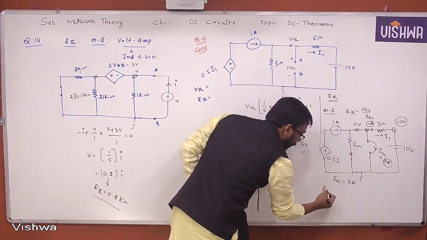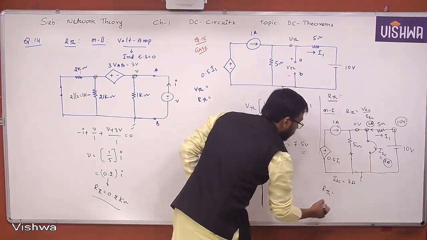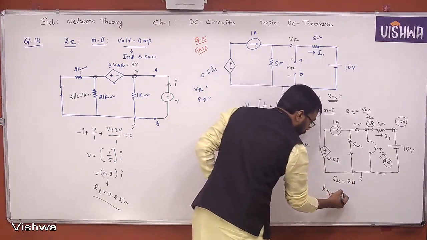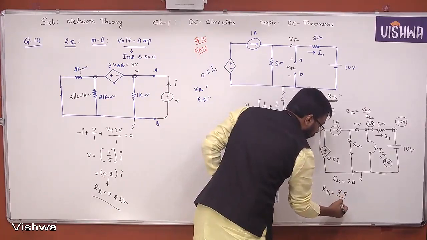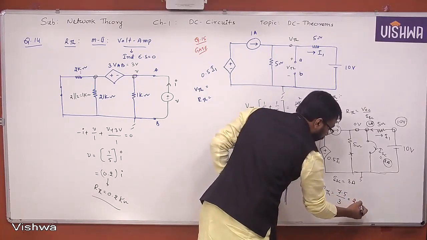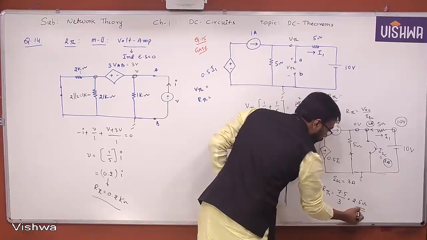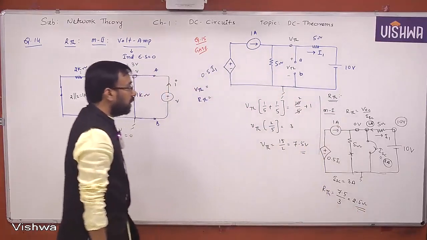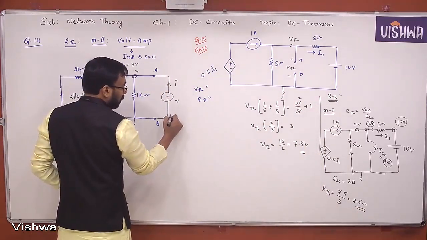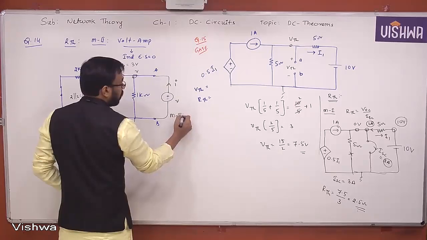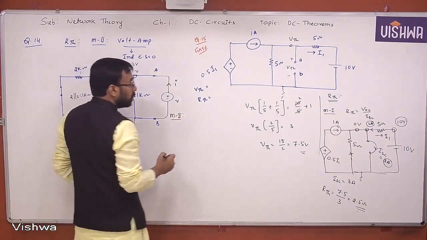So ISC is 3 amperes. Then RTH will become what? VOC by ISC. What is VOC? 7.5 by 3, 2.5 ohms. This is how you can find by method 1. Then method 2 also let me try here. Let me try the old-time technique.